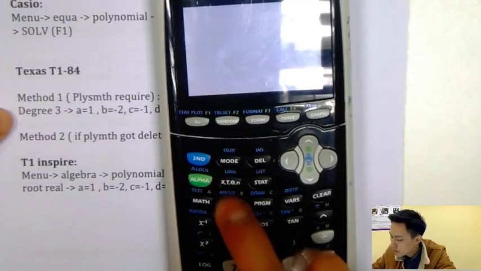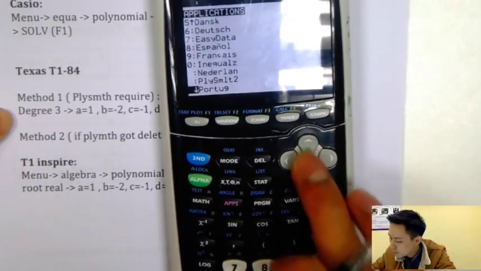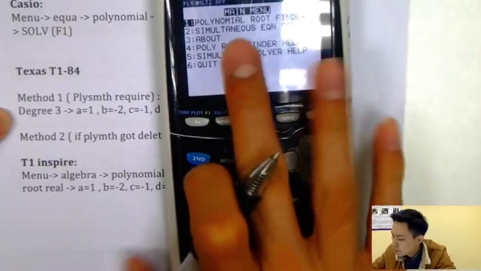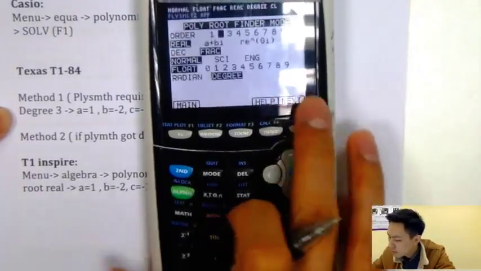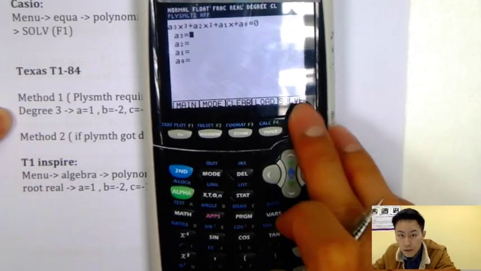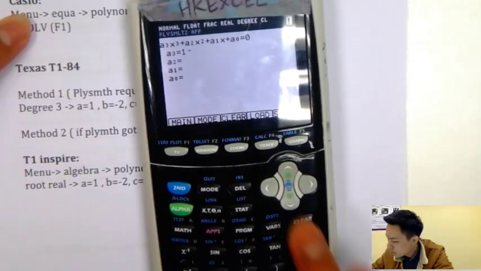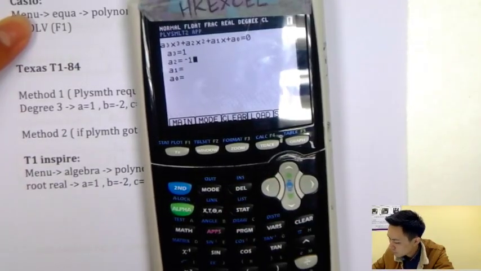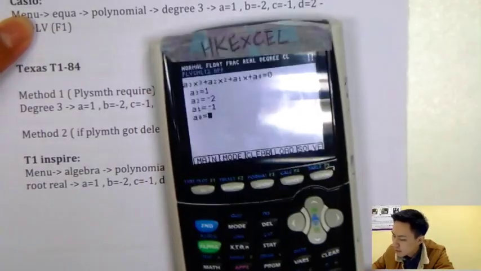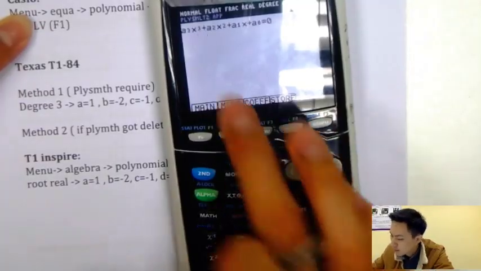Okay, this button. You go to apps, and then you go down, you find Polysmith. Okay? Polysmith. So enter. Then you see polynomial root finder. Enter. So change the order to 3. Okay, so it's power 3. So for A1 you just type in 1, and then you type in -2, and then you type in -1, and then the last one you type in 2, right? And then you solve it, so you get the same answer.